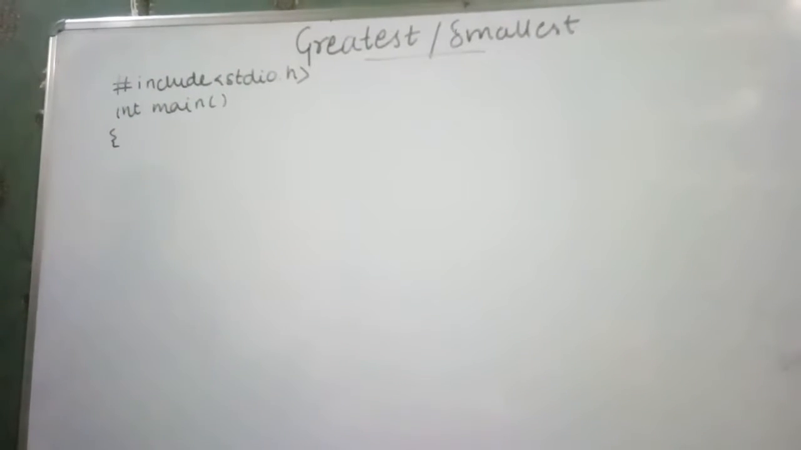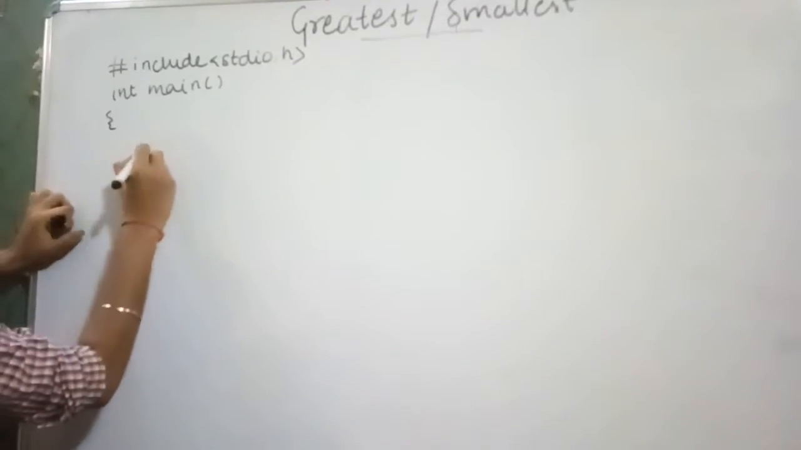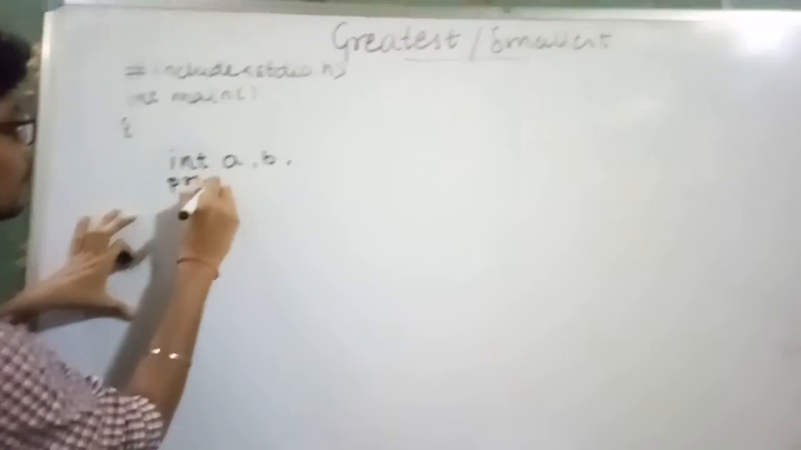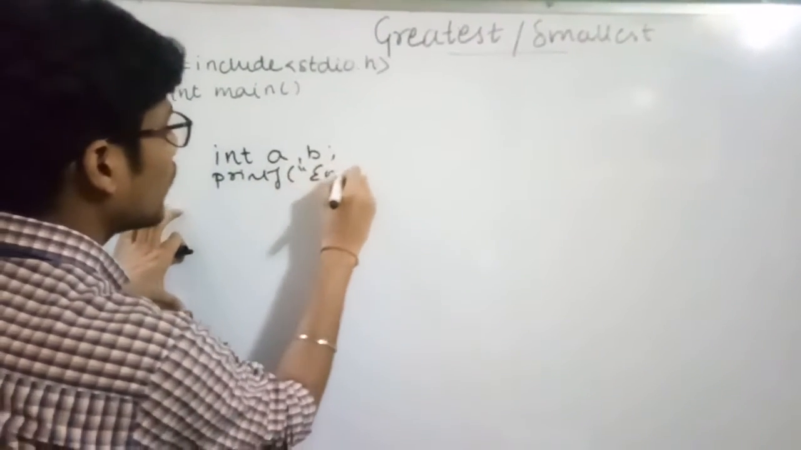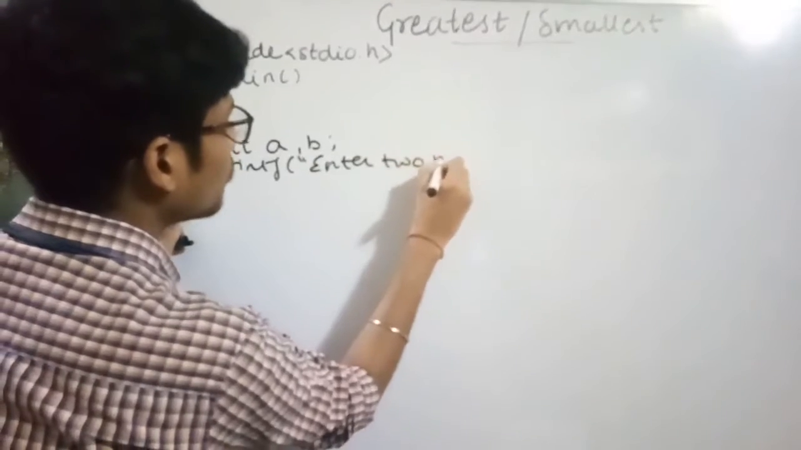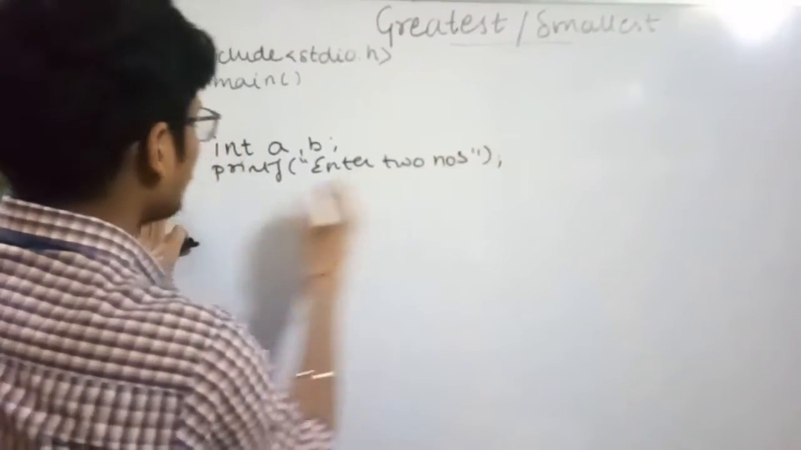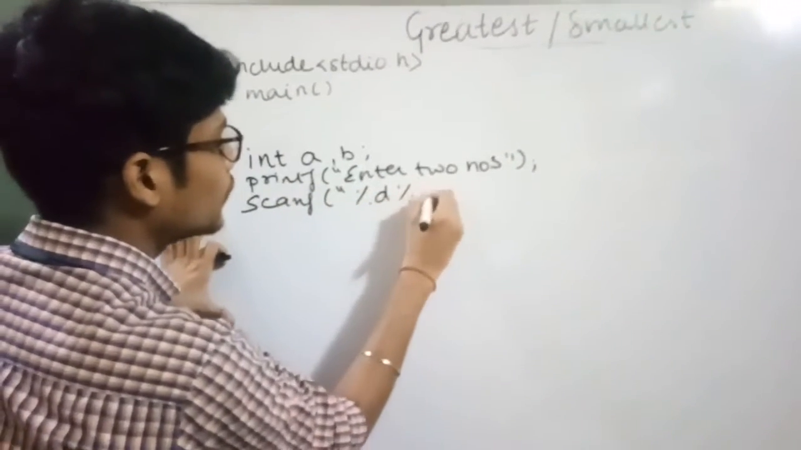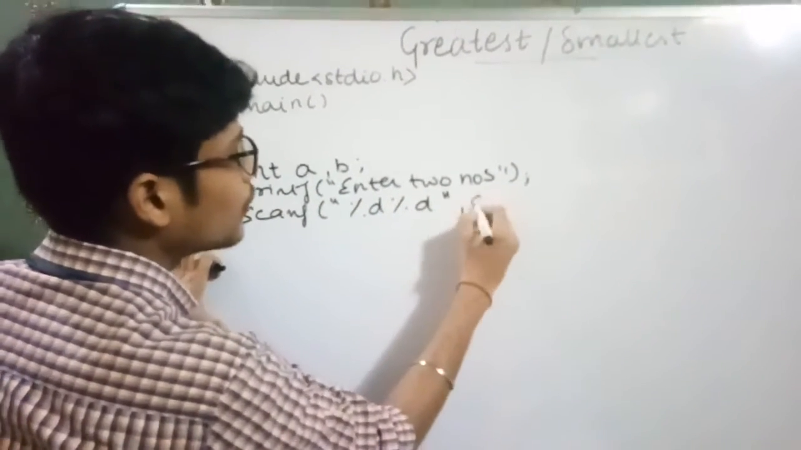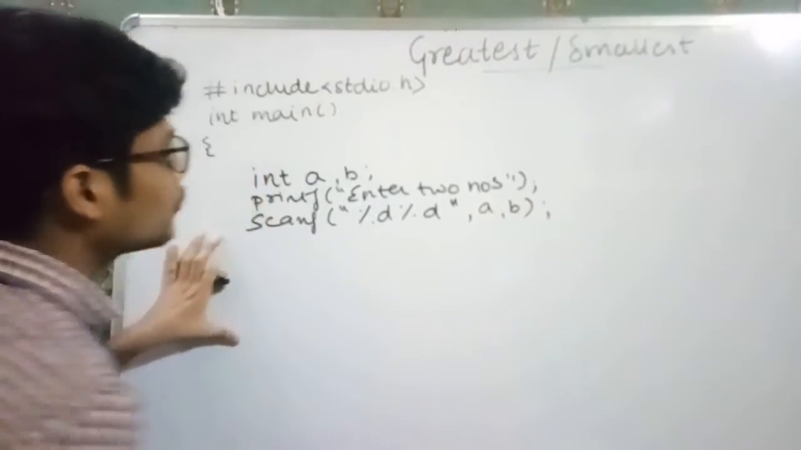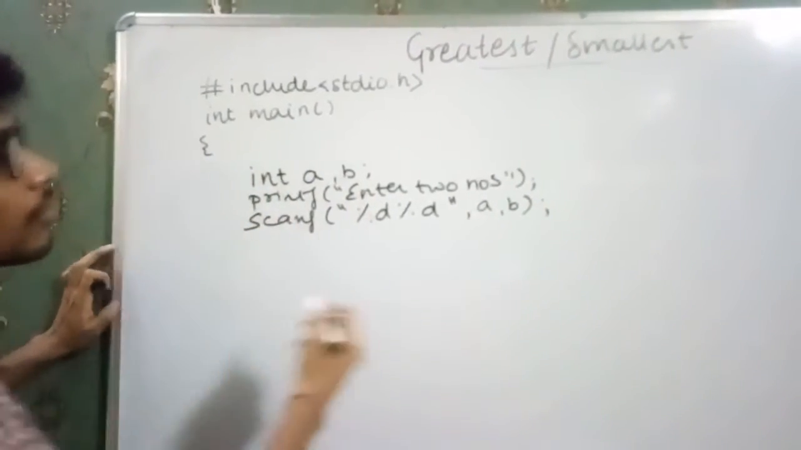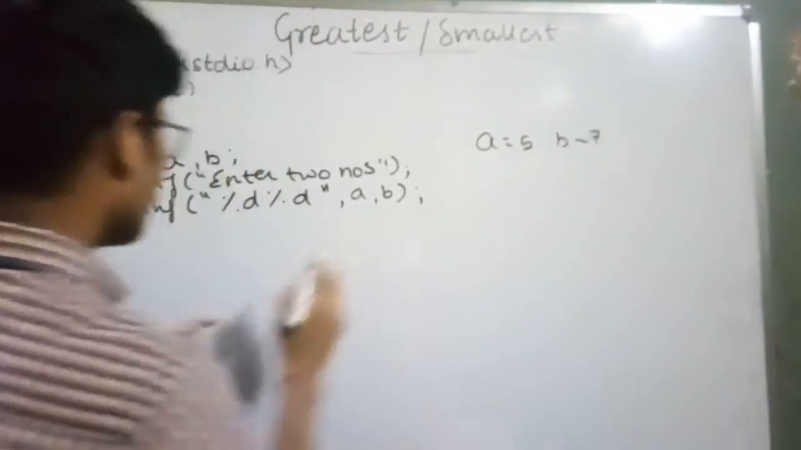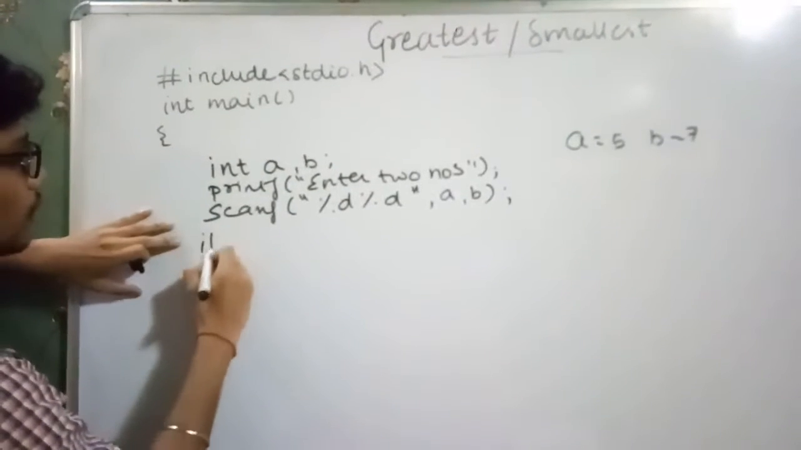So first we can take int a, b, printf "enter two numbers", scanf "%d %d", a comma b. After that, for example, we are taking a as 5 and b as 7. Now we are going to use an if condition here.